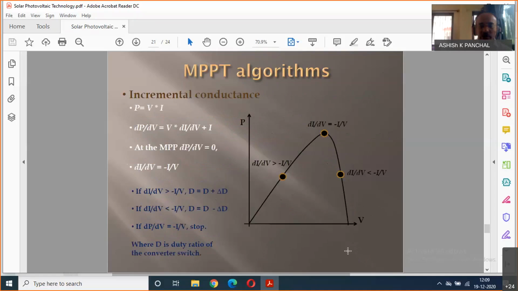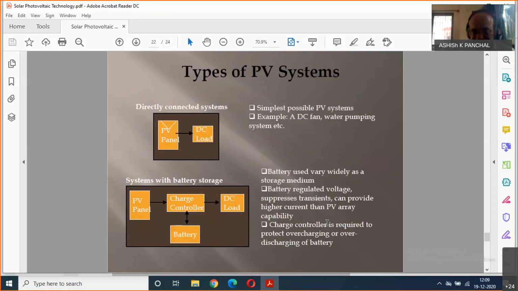There is another algorithm which I will show, using the instantaneous conductance. So this algorithm is the incremental conductance algorithm. That will also give the maximum power point. Control is very advantageous, very beneficial.